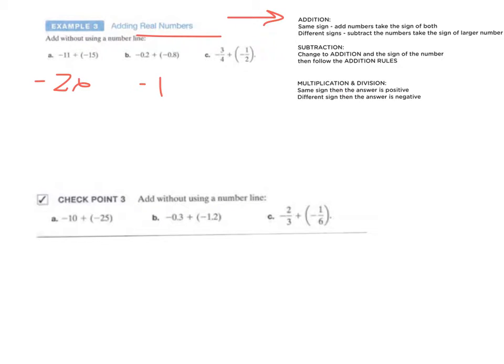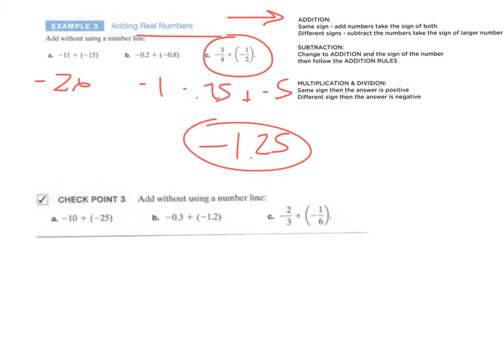Now the ones that are a little bit difficult are the fraction ones, where we're going to need to change the fractions to a decimal or change the fractions to the common denominator. In this case, because they're pretty simple, I'm going to change them to decimals, and when I add, I get a negative 1.25.